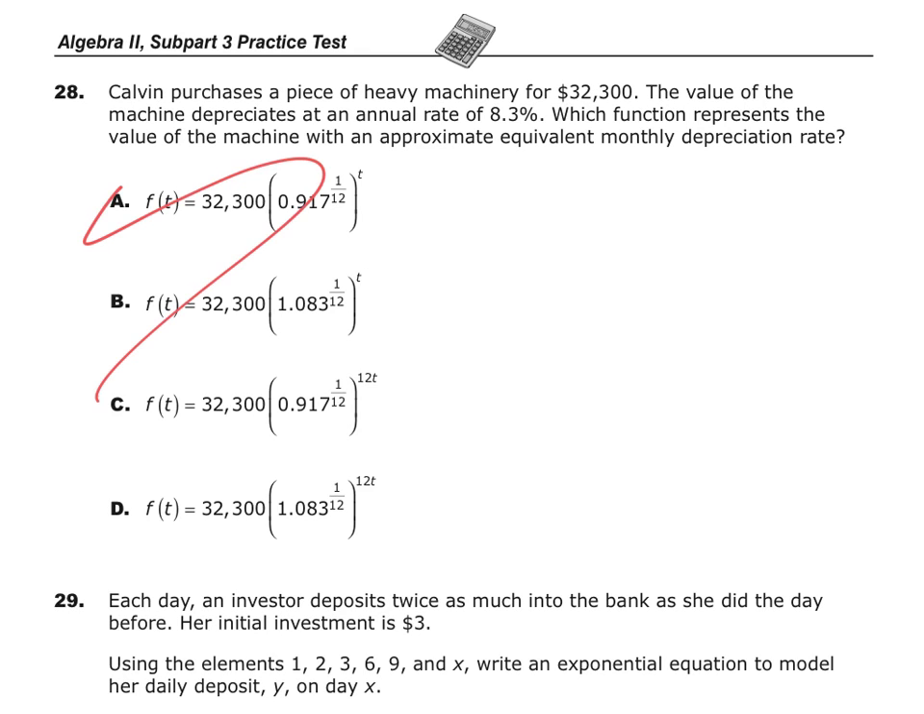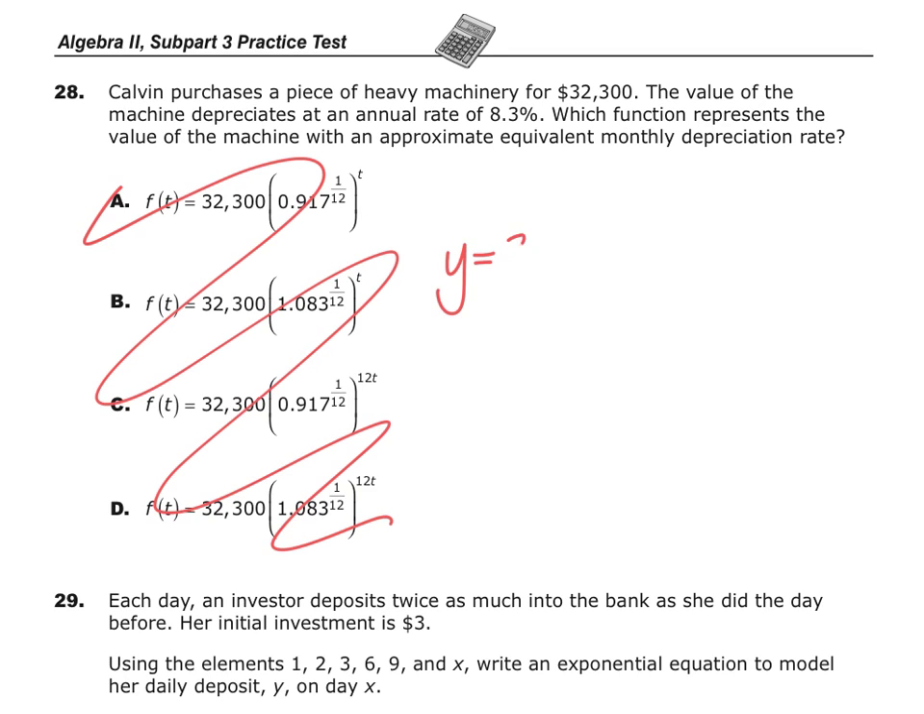I think I told you in class that I'm pretty sure all of these answers are wrong, so I'm just going to write the correct answer here. Remember, A is your starting point, so that's 32,300. It's going to be 1 plus or minus. Since this is depreciation, I'm going to say minus. Monthly, that's my N value. Those are my banking words, so into the 12th.